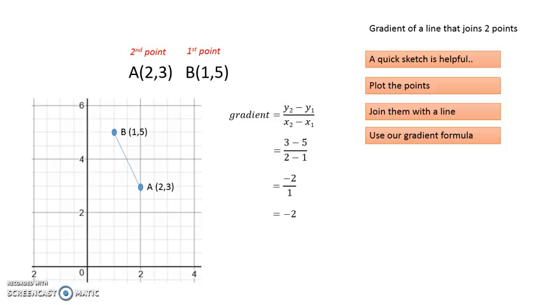Now, remember I said that our line, heading downwards from left to right, has a negative gradient. There we have a negative gradient. Also, if you look carefully at the grid that I've drawn my sketch on, I can see that for every box where I go across one, it goes down 2 boxes from left to right, which is, in fact, a gradient of negative 2.